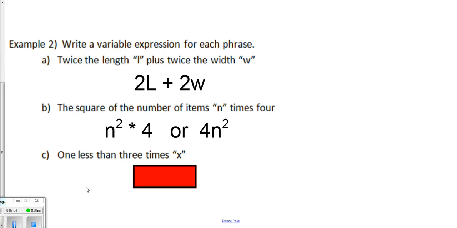And let's look at our last example here. 1 less than 3 times x. Well, whatever value x is, we would multiply it by 3 first and then take 1 less than it. So it would be 3x minus 1. 3 times x, 1 less than that amount. So 3x minus 1.